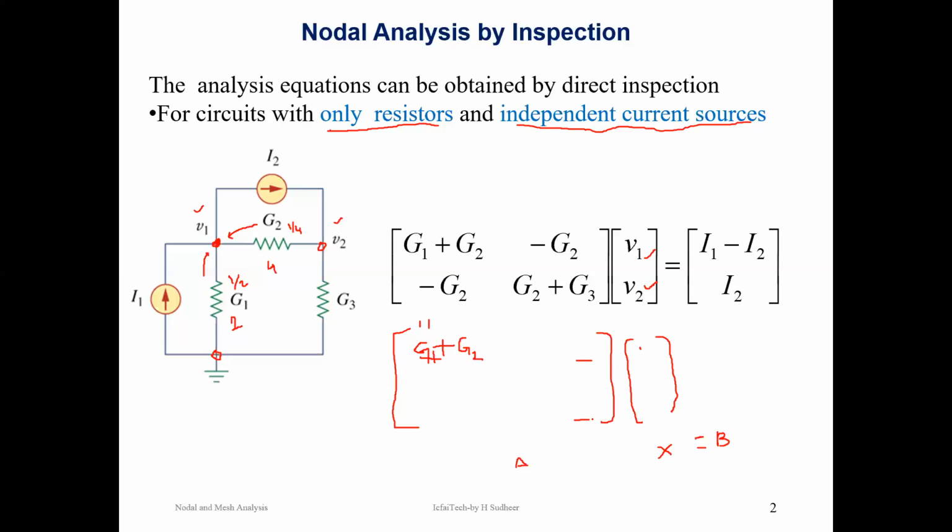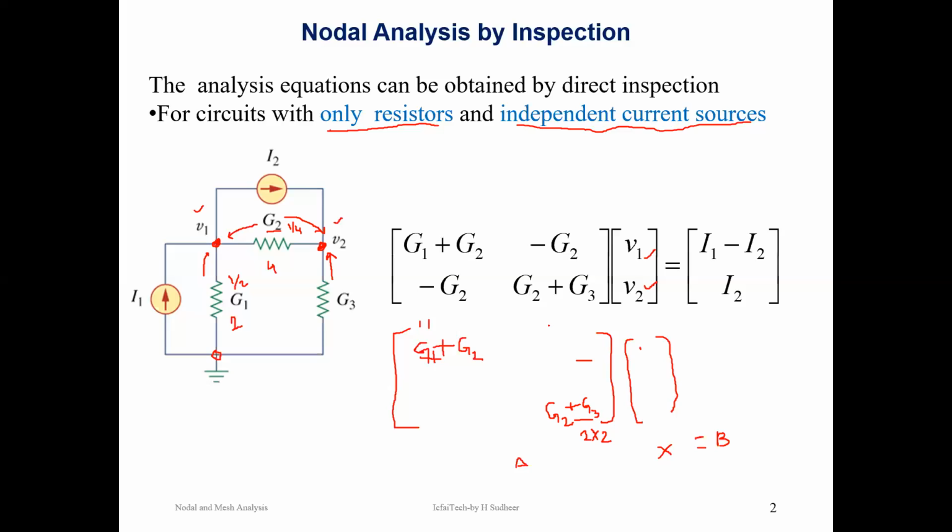Similarly, we'll fill up the 2 by 2 element, that is second row, second column. In a diagonal element, simply sum up all the conductances connected to the node. If you carefully observe, G2 is connected to V2 and G3 is also connected to V2. That means the conductances connected to node 2 are G2 and G3. So we fill up the 2 by 2 element as G2 plus G3.